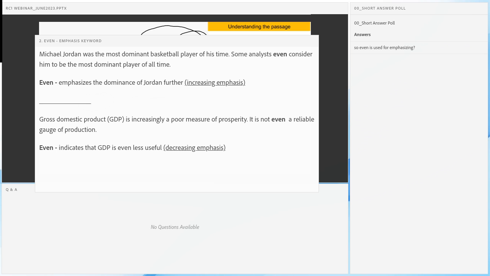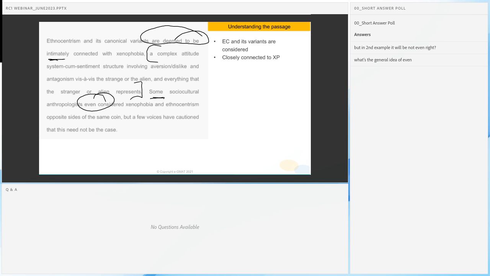Yes, "even" is used for emphasizing. It has multiple uses, but in this context, it's about emphasis. In the second example, what it's saying is it's not a reliable measure of production. It's not even a reliable measure of production. So it can't be a poor measure of prosperity. That's the general idea of "even." It's about emphasis over here.